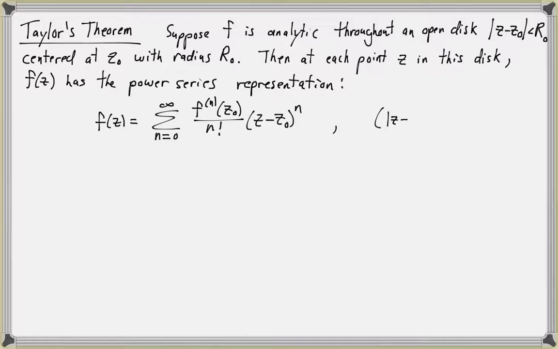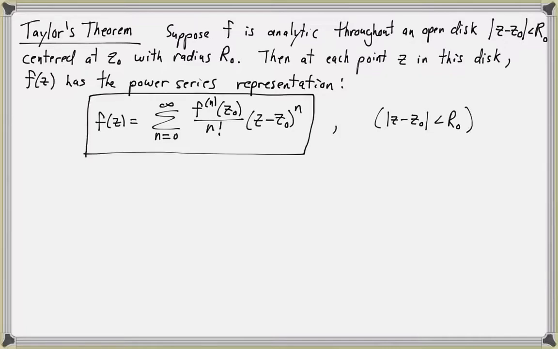So this applies only for z within distance R0 of z0. We know what it means for a series to converge, and so what we're saying is that this power series converges to f of z when z is in the disk centered at z0 with radius R0.